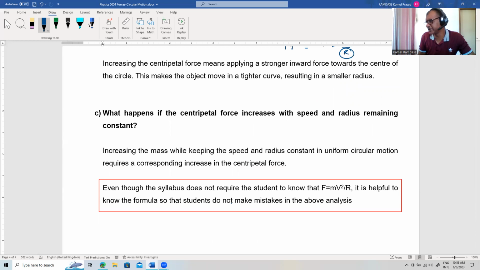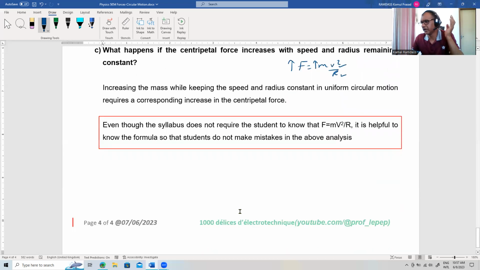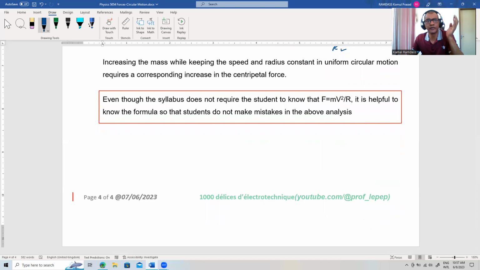Et what happens if the centripetal force increases? F est égal à mv square over R. Ça increases, speed constant, radius constant, et définitivement, mass va bien increase pour nous donner le même type de circular motion. OK? Et là, je termine la leçon.